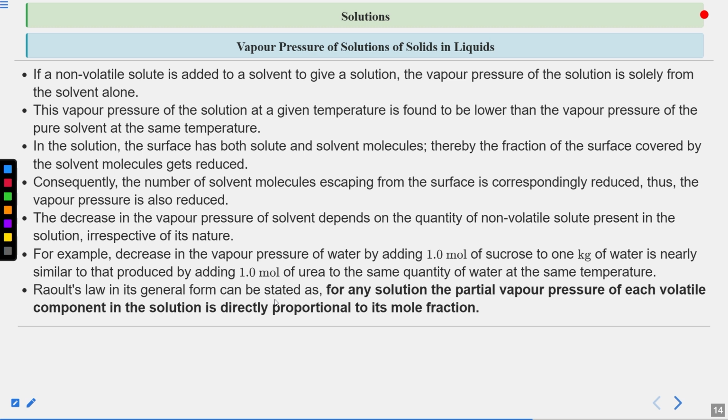Now, if we try to define Raoult's law in a general form, for any solution, the partial pressure of the volatile component, remember, it is defined for the volatile component, in the liquid solution is directly proportional to its mole fraction. Our vapor pressure is directly proportional to the mole fraction, given that the volatile component should be considered while considering the mole fraction. So this was all about Raoult's law.